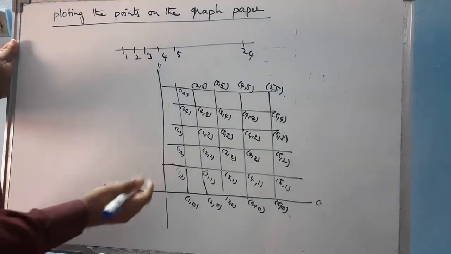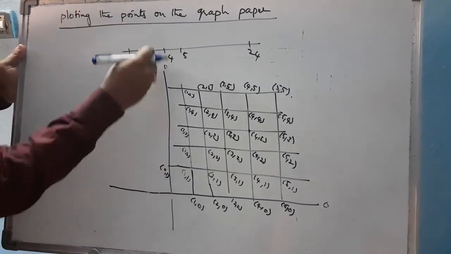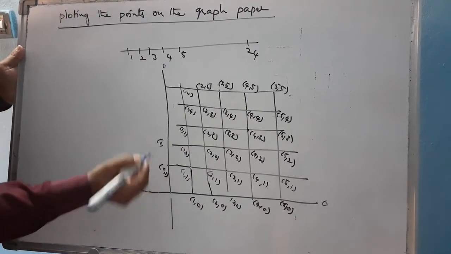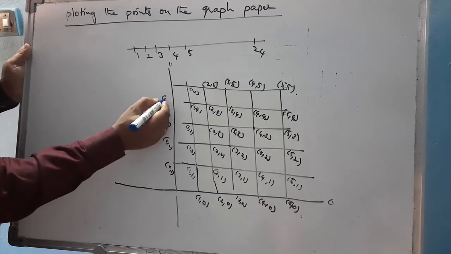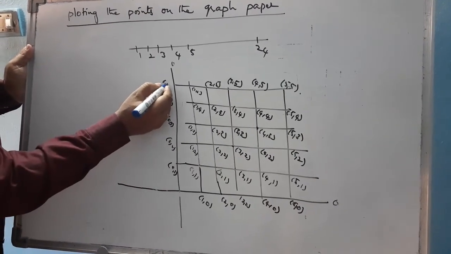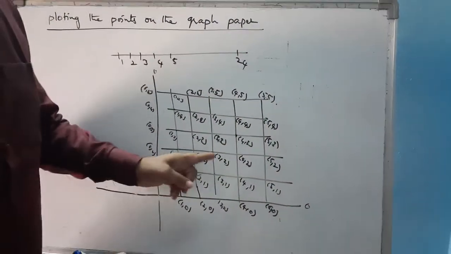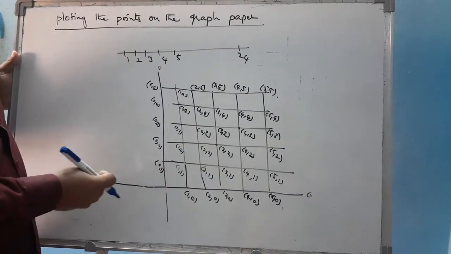Here we can take 0 comma 1, where the column is 0 and the row is 1. It is 0 and 2. It is 0 comma 3. It is 0 comma 4. It is 0 comma 5. Now let us discuss the next point. I am taking 3 comma 2. How to plot 3 comma 2?